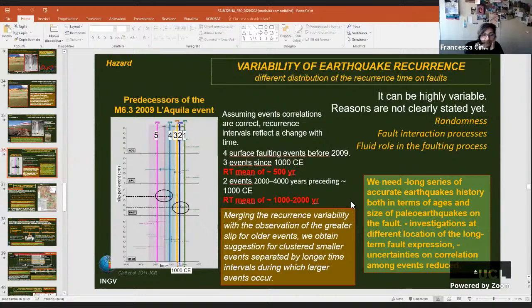That's why I was making the point of antithetic, because if we have, for example, as we saw during the Norcia earthquakes, two events very close in time, there's no way to find their signature separated in the trench, of course, even if the time is a hundred years.